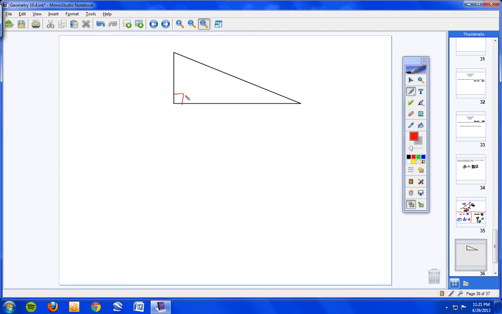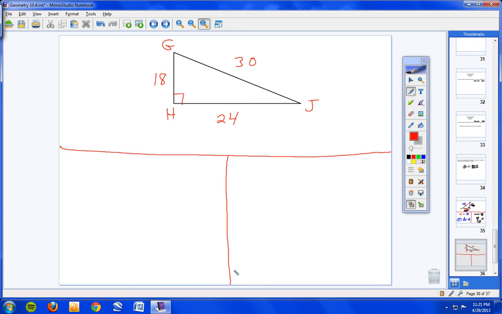Okay, here's your right angle. And we have a side right here of 18, a length of 30, and a length of 24. Now, let's go ahead and do a couple of different problems. I guess I better give you some letters. We're going to call this triangle GHJ. So go ahead and get that set up. I'm going to wait just a second, and we're going to move on. I might only do 3 of these and get you into your notes right away.